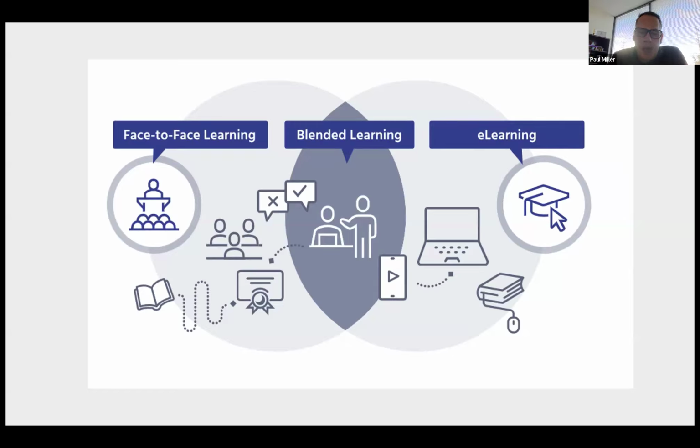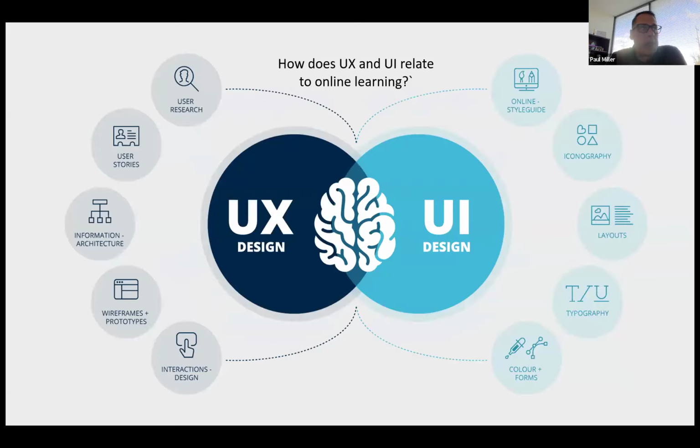So all of these things, all of these feelings are a sign of good or poor design decisions in the experience itself, right? And we know that there are good online courses, there are mediocre online courses, and there are just bad online courses. And we want to create the good experiences the most for the students whom we serve. So how does UX and UI relate to online learning?